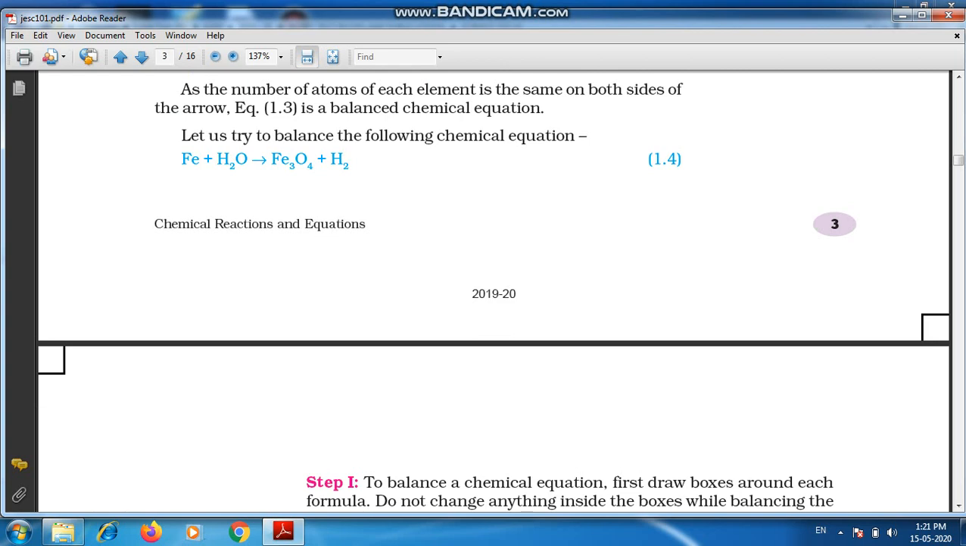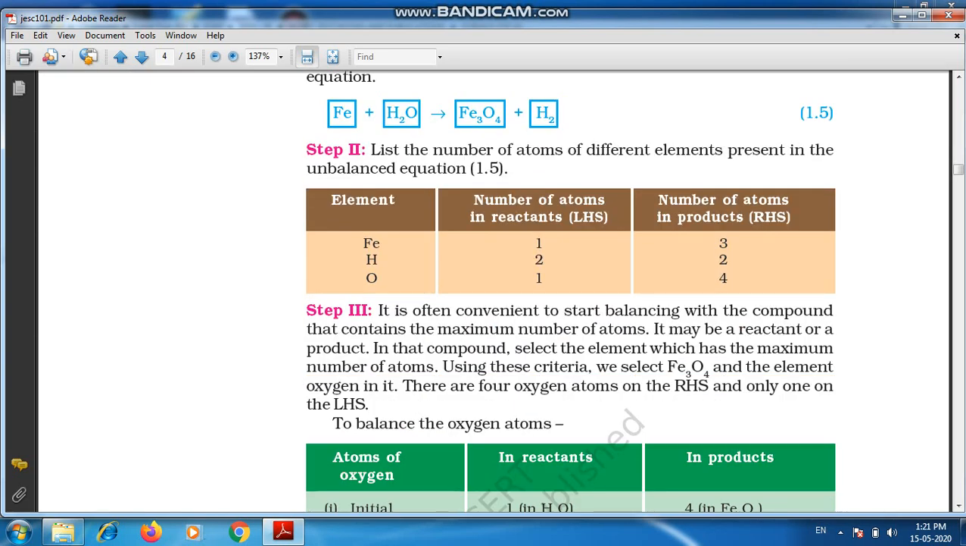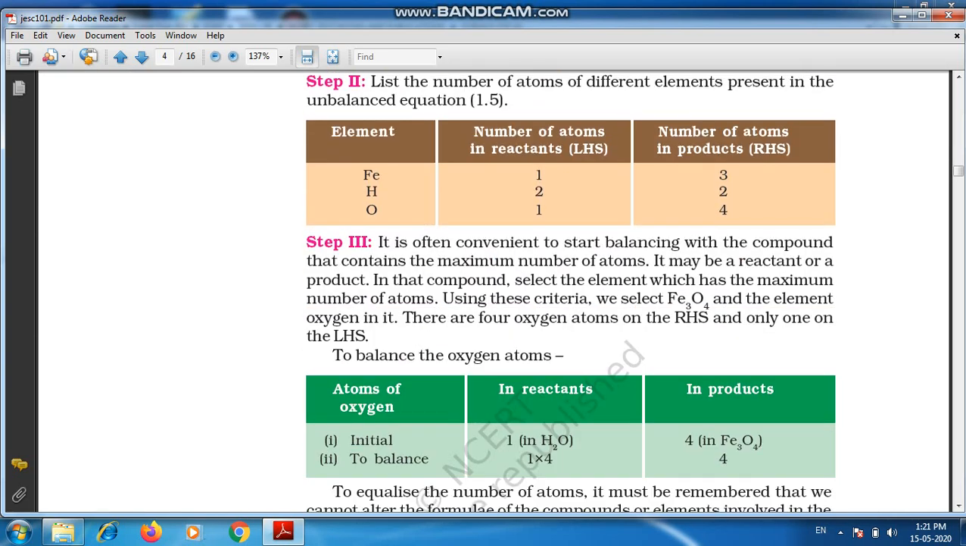Just have a look at Fe plus H2O, you get Fe3O4 plus H2. Now see, on the reactant side Fe is 1, but on the product side Fe is 3. On the reactant side you have H2, 2, over here also H2, 2. But oxygen on the reactant side is 1 and on the product side it is 4. So we have to balance it. Now what we'll do, just have a look at the table.